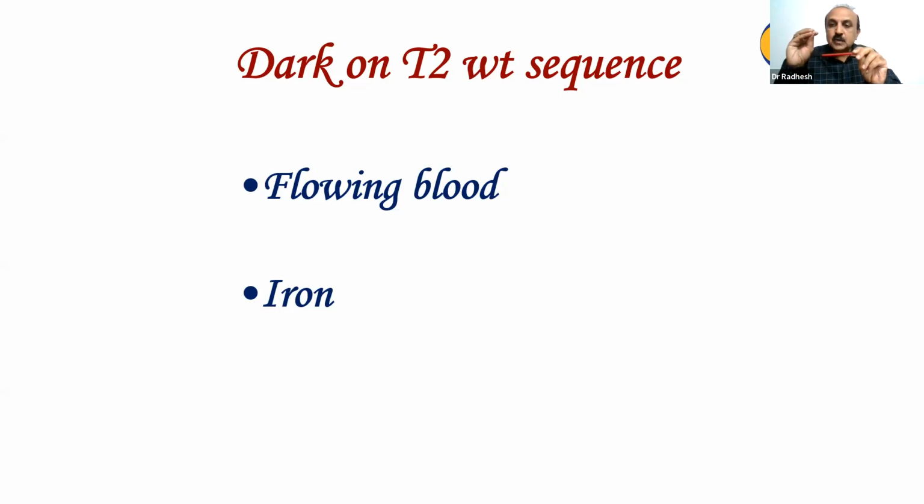Then anything which looks white, don't take it as calcium. On CT, calcium looks white, but here on MR, calcium looks black. Okay, cortical bone, if you see, looks black. The only thing which looks white is fat.